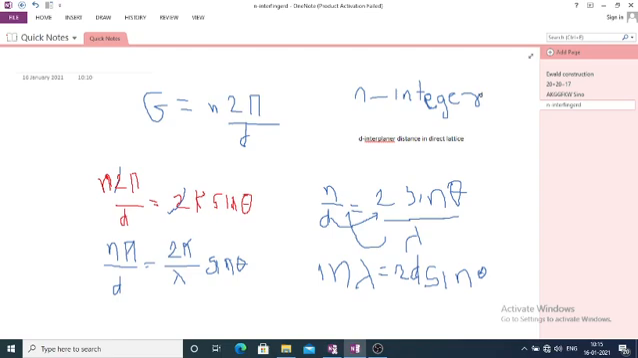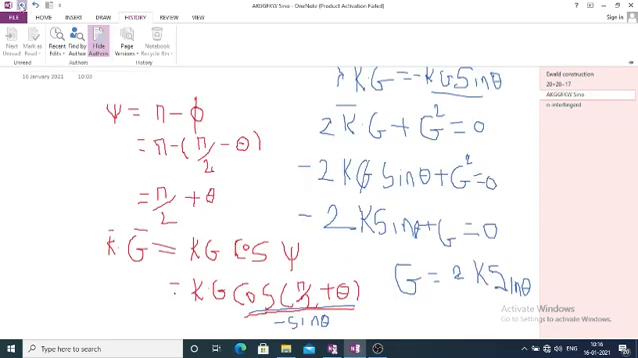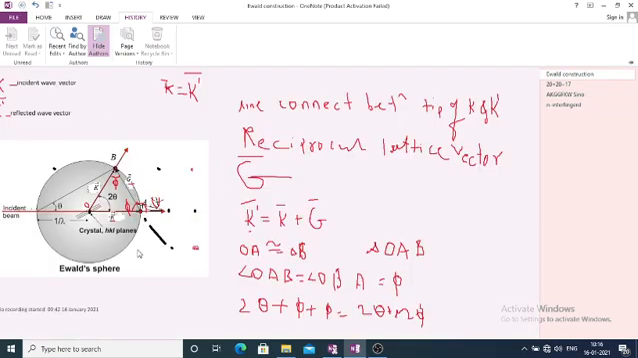This is an Ewald construction. It means Bragg's condition is not changed whether you go to the reciprocal lattice or the direct lattice by using the Ewald spherical construction. So remember here first, that is the figure. The figure is the most important. If you remember the figure, then it is easy to explain.